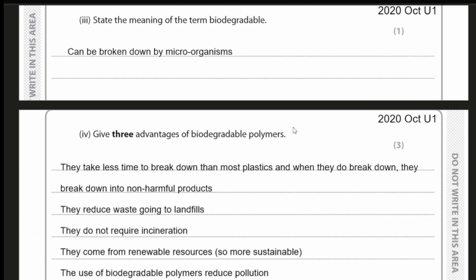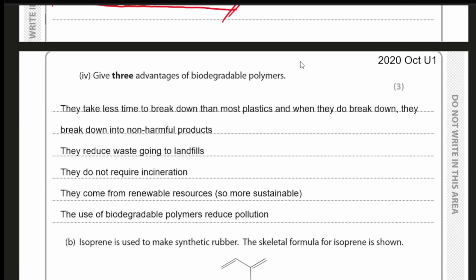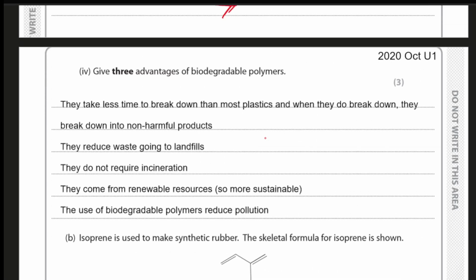State what is meant by the term biodegradable. Well, biodegradable basically means something which can be broken down by microorganisms. Now, what are the three advantages of biodegradable polymers? They take less time to break down than most plastics, and when they do break down, they break down into non-harmful products. That's right. They reduce waste going to landfills. They do not require incineration. They come from renewable resources.